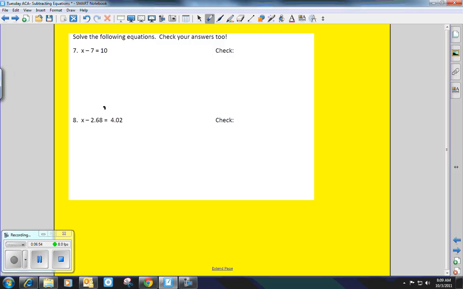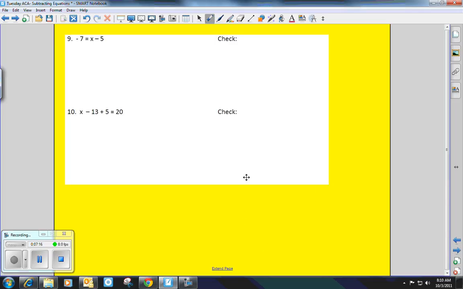So when we're looking at number 8, our variable is on the left, x is over here. We have to undo the negative 2.68, and the opposite of that is positive 2.68. Okay? So you're going to be adding 2.68 to both sides, and then show your check.